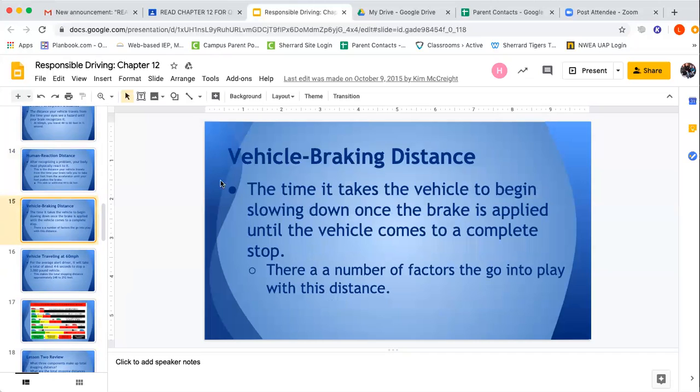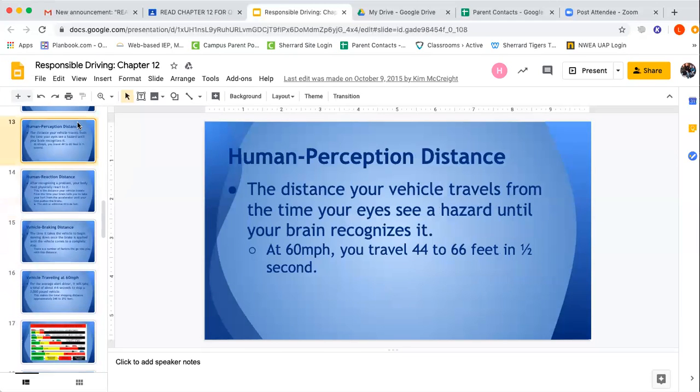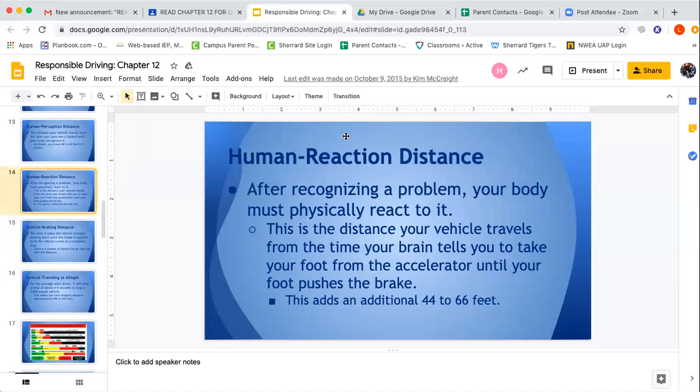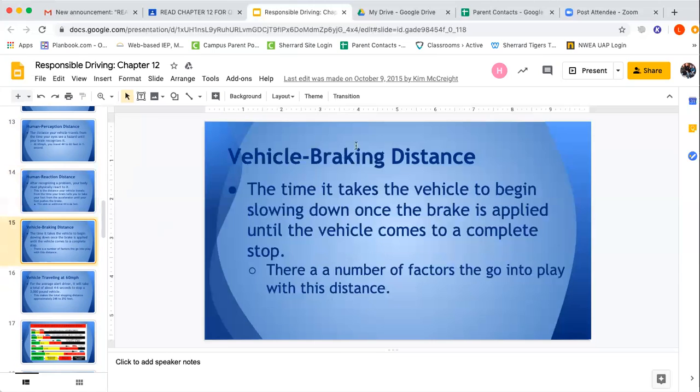And then this last slide, vehicle braking distance. This is the time that it takes the vehicle to begin slowing down once the brake is applied until the vehicle comes to a complete stop. So let's go back again. This is when you see that there's a problem. This is when your body decides to react. And now we're at the vehicle braking distance. So this is where you've hit the brakes now.